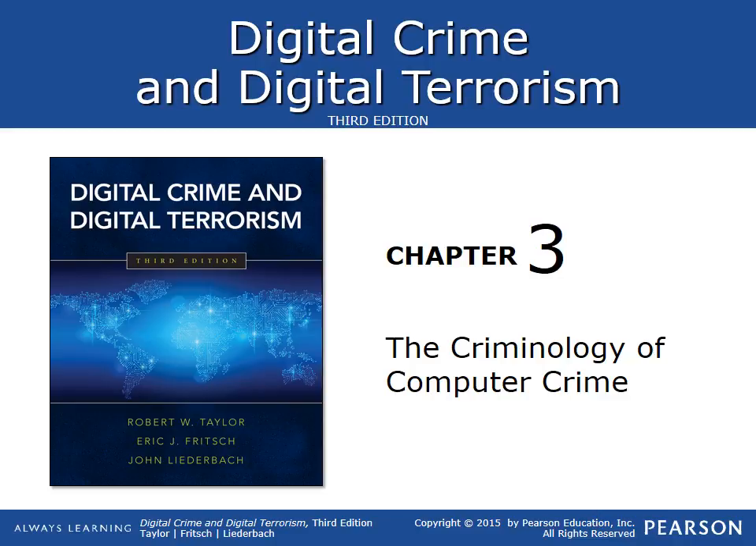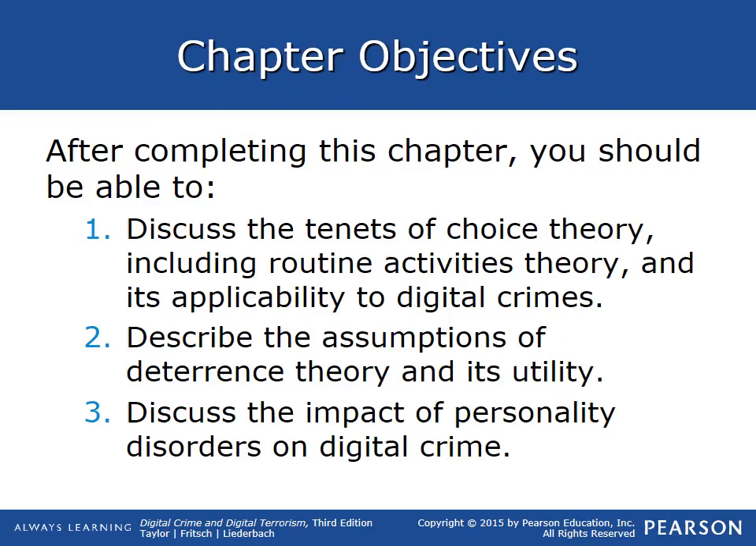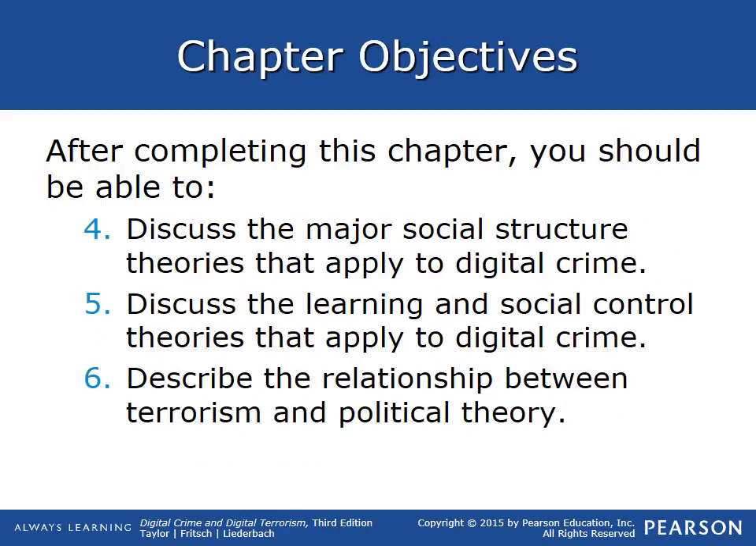By the time you get done with this chapter, you'll be able to discuss the tenets of choice theory, including routine activities theory, describe the assumptions of deterrence theory, discuss the impact of personality disorders on crime, discuss the major social structure theories that apply to digital crime, discuss the learning and social control theories that apply to digital crime, and describe the relationship between terrorism and political theory.